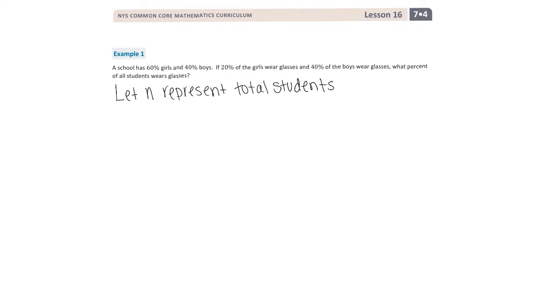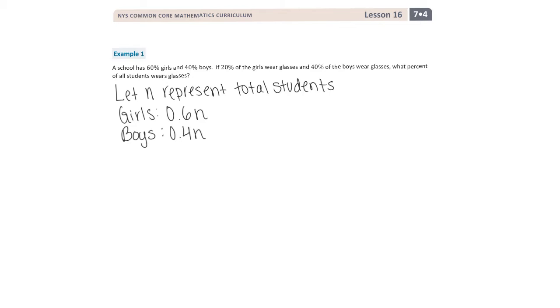So when I look here, our girls is going to be 0.6 N, stating that 60% of the amount of students are girls. And we converted our 60% to 0.6 because this is 60% in decimal form. Now for boys, we are going to do the same. We are going to turn our 40% into decimal form, which is going to be 0.4 times N, which is the amount of boys that are in the school.